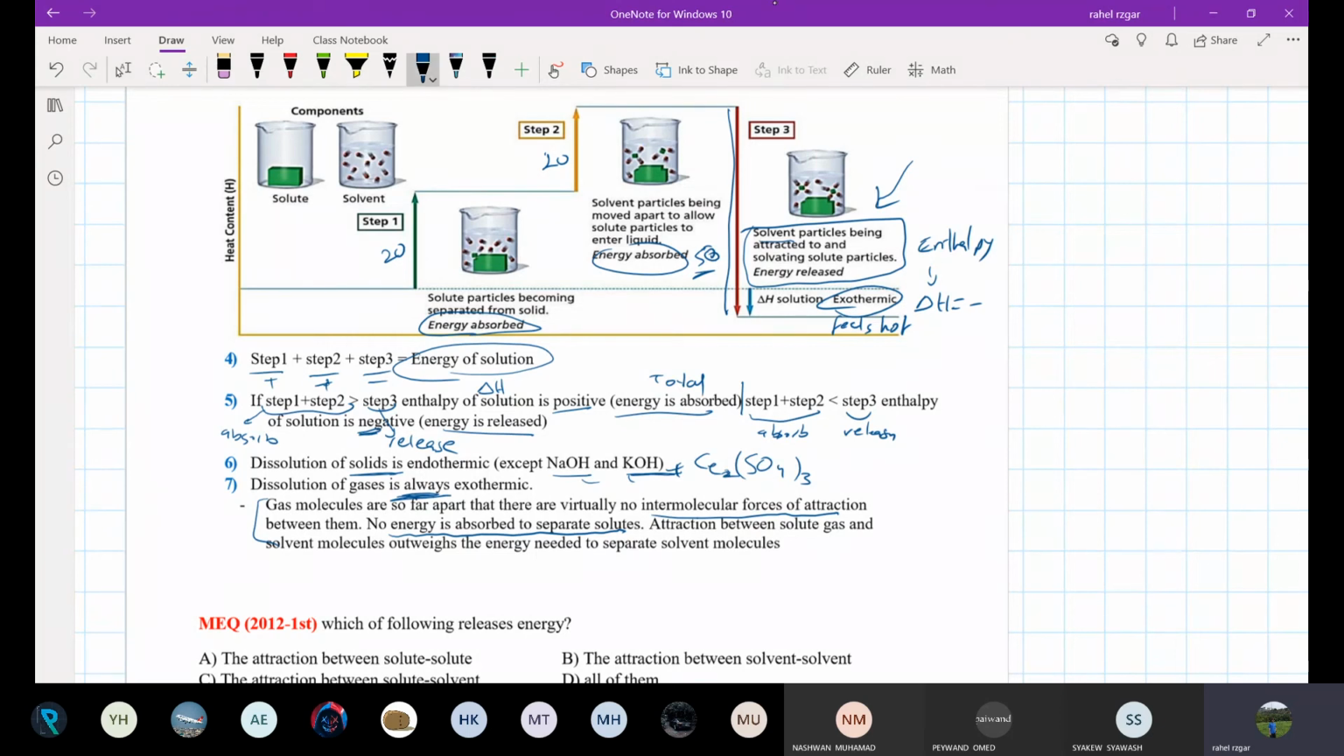So the attraction between solute gas and solvent molecules, there is release of energy.